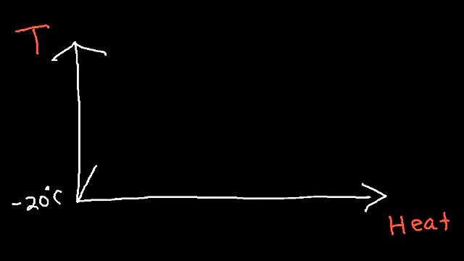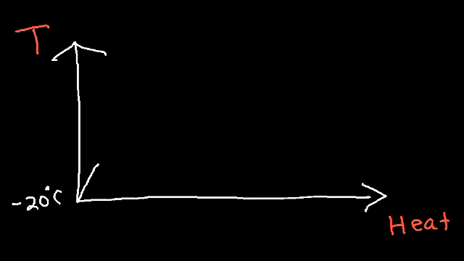Now let's spend some time talking about the heating curve. So let's say we have this particular graph, and we're going to have heat on the x-axis, that's the amount of heat that we're adding, and on the y-axis we're going to put temperature in degrees Celsius. So we're going to start with ice, let's say at negative 20 degrees Celsius. As we add heat, the temperature of the ice will increase. It's going to increase quickly.